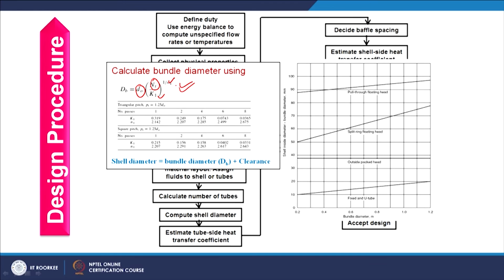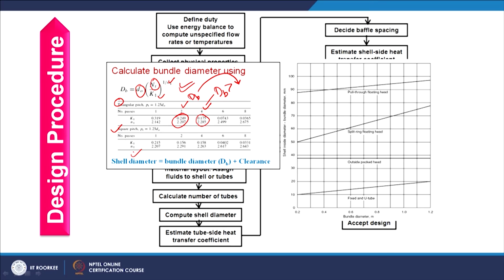K1 and N1 will depend on the passes as well as the pitch. So initially you have to assume the required pitch, and then you have to calculate, and then you have to consider the number of passes, and depending upon this you can find out the bundle diameter. Okay, now if you consider the passes in one pitch, let's say instead of 2 we can consider 4 passes also. So K1 and N1 values are arranged in such a manner that you can obtain a larger bundle diameter in comparison to the bundle diameter you will obtain here. So the bundle diameter will also depend on the passes along with the number of tubes as well as the arrangement.